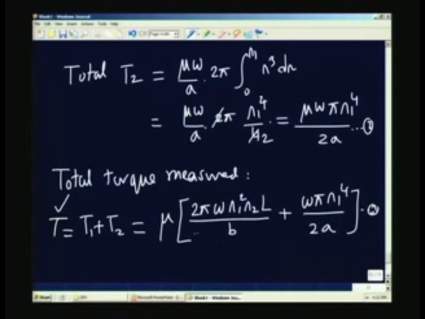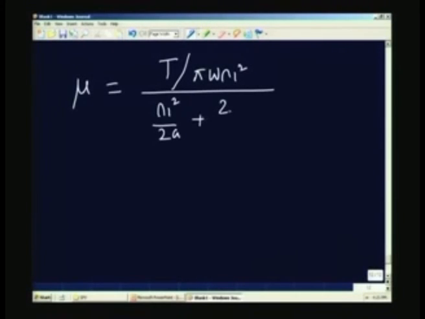All these quantities inside this bracket are measurable. Omega is the speed which can be measured. R1, R2, L are all the geometric parameters describing the apparatus. Therefore, I can solve for mu. So, mu will be nothing but the torque measured divided by the geometric parameters and the speed omega, which is also measured. Therefore, we can write the final expression as the viscosity mu equal to total T divided by pi omega R1 squared times R1 squared by 2a plus 2 R2 L by b. This is the final expression, which we will call expression 4.